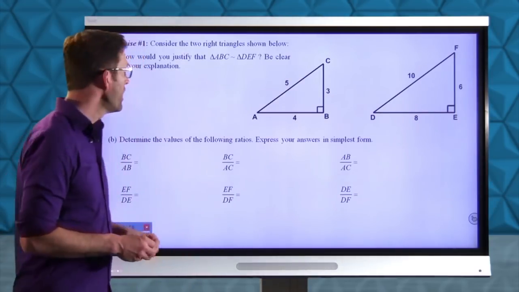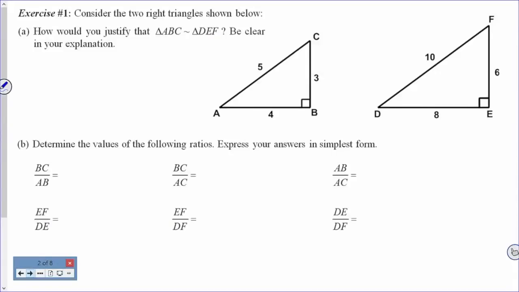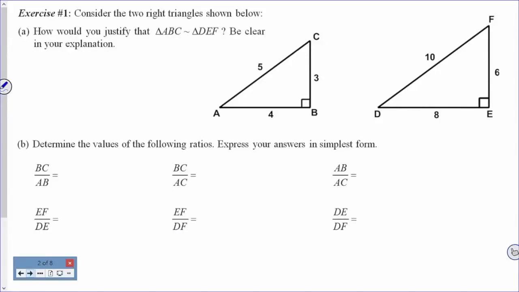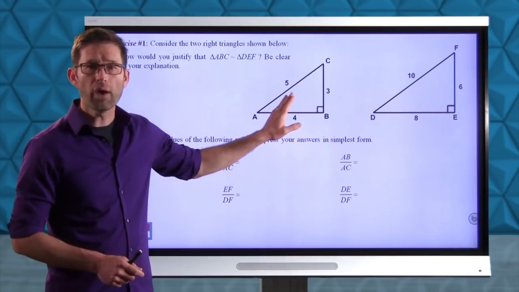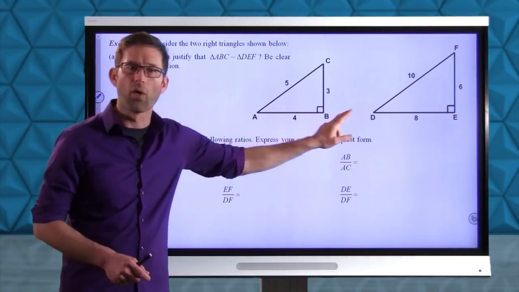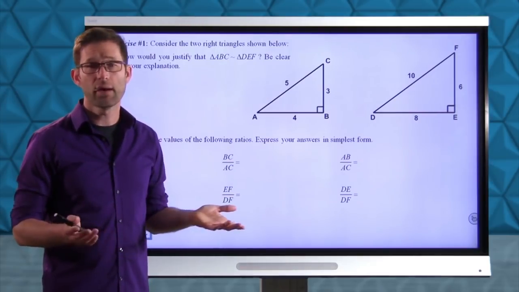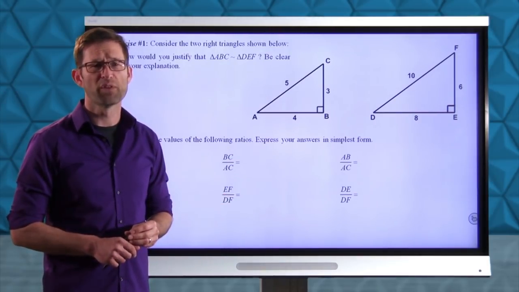So here we go. Exercise number 1. Consider the two right triangles shown below, so ABC, DEF. Letter A says, how would you justify that triangle ABC is similar to triangle DEF? Be clear in your explanation. So why do I know that this right triangle must be similar to that one? Pause the video now and write down whatever you'd like. Hopefully something that's correct.